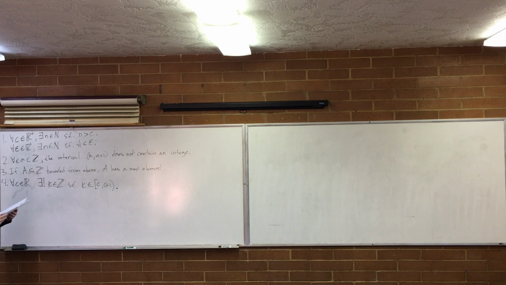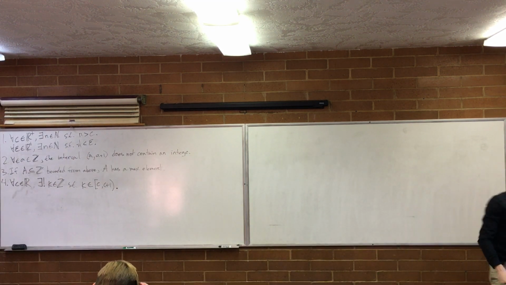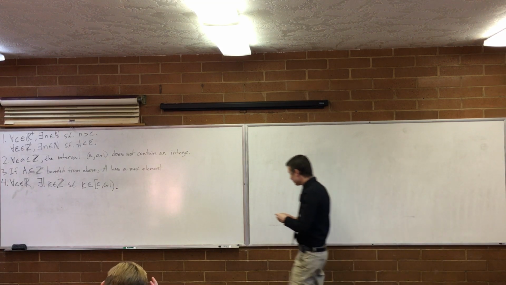Did we prove that? No, this is what we were going to prove next. So these were the things we proved, and this is what we were going to prove next. And then after that, we were going to prove that the rationals are dense in R, and then that the irrationals are dense in R.